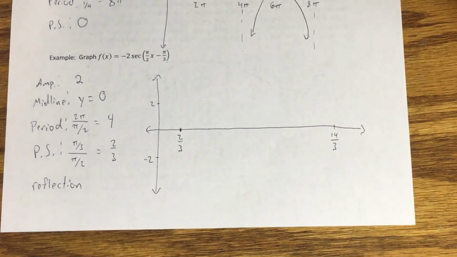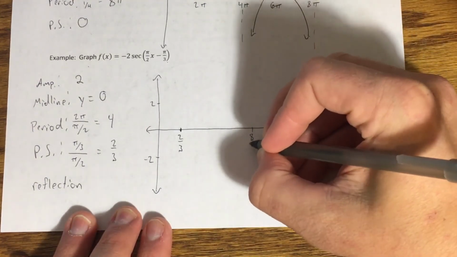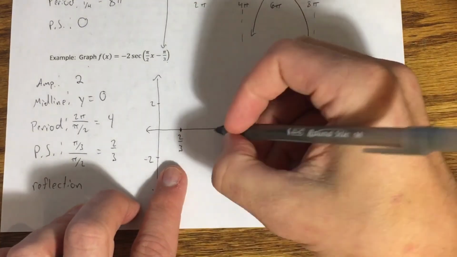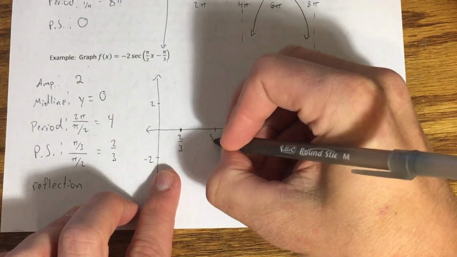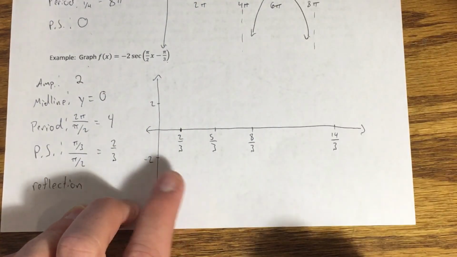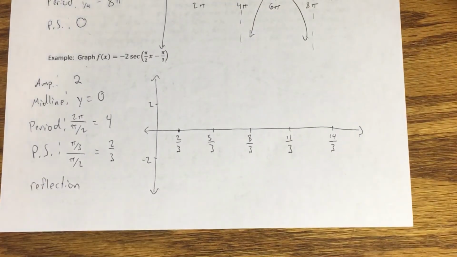Then we start doing that averaging thing. 2/3 plus 14/3 is 16/3. Half of that would be 8/3. 2/3 plus 8/3 is 10/3. Half of that would be 5/3. Finally, 8/3 plus 14/3 would be 22/3. Half of that is 11/3. Okay, so those would be the x-axis labels that we needed.